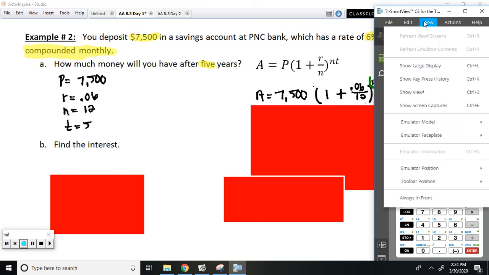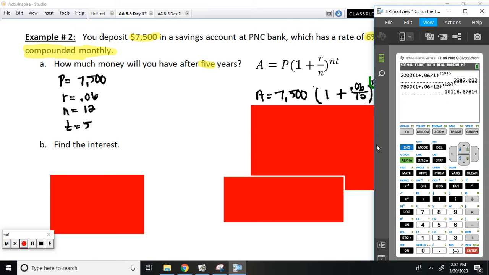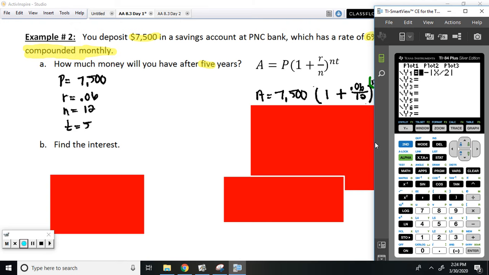And actually, let me show you what the older calculator would look like. You guys can do that. So if you have the older calculator, it would look like this. When you do your caret, oh no, this one still is showing it. So we should get $10,116.38.